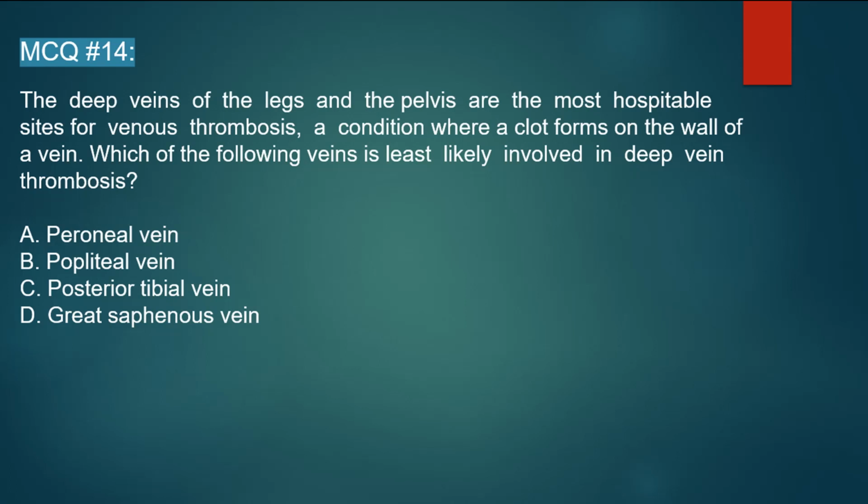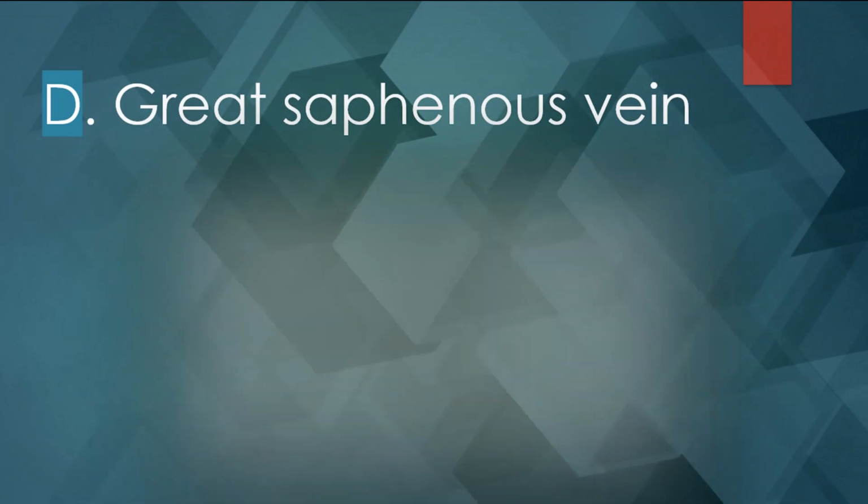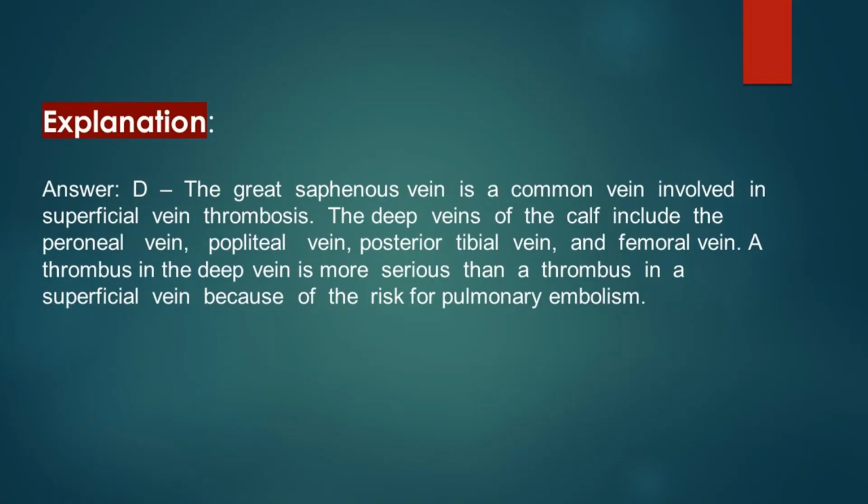And the correct answer is option D, great saphenous vein. And the explanation is the great saphenous vein is a common vein involved in superficial venous thrombosis. The deep veins of the calf include the peroneal vein, popliteal vein, posterior tibial vein, and the femoral vein. A thrombosis in the deep veins is more serious than in the superficial veins because of the risk of pulmonary embolism. So here we have the last scenario of this video.